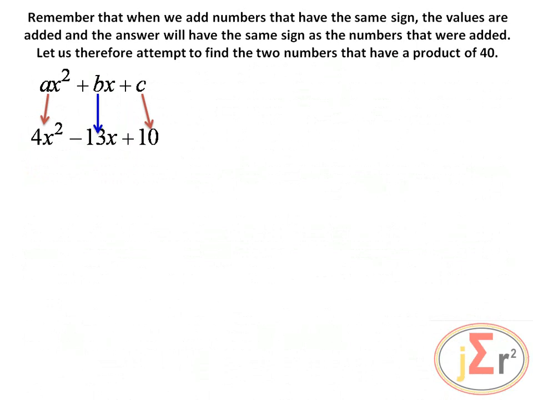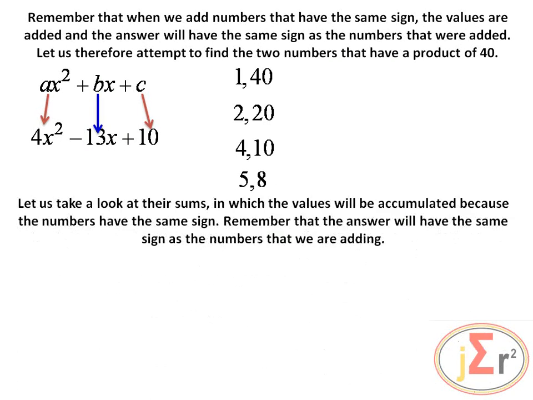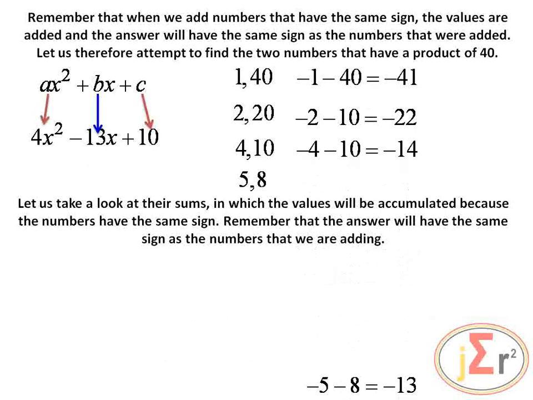Let us therefore attempt to find the two numbers that have a product of 40. They have the same sign. Let us take a look at their sums, in which the values will be accumulated because the numbers have the same sign. Remember that the answer will have the same sign as the numbers that we are adding when we are adding numbers with the same sign. So there we have them. Same sign.